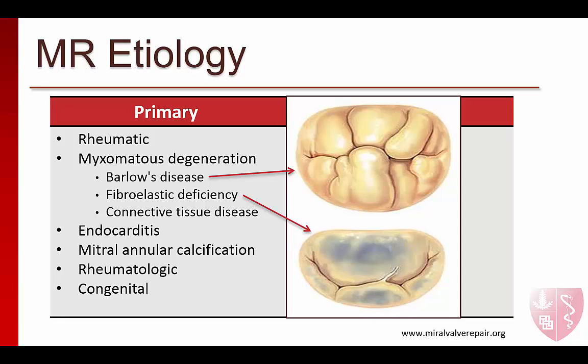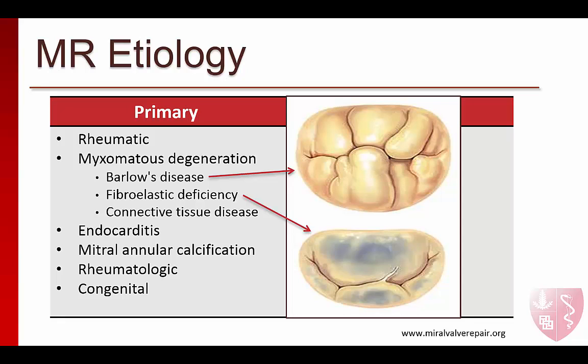Myxomatous degeneration can take several forms. The first is Barlow's disease, which is characterized by thickened, redundant valve leaflets, chordal elongation, and annular dilation. It typically presents earlier in life than fibroelastic deficiency. Fibroelastic deficiency typically involves only a single leaflet segment and often presents later in life with chordal elongation and acute rupture. Repair of Barlow's disease is typically far more challenging than that of fibroelastic deficiency.